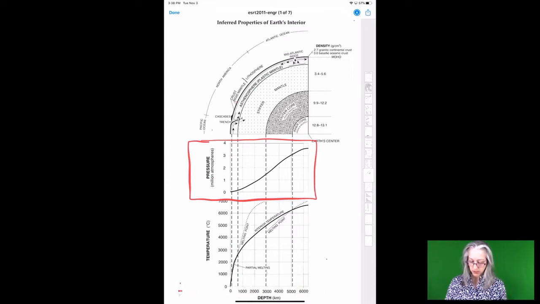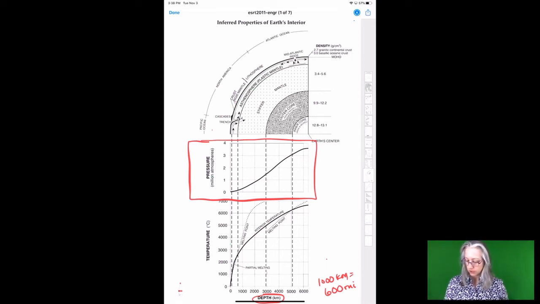So if you wanted to know how deep you're going for each layer, the depth is down here. And this is in kilometers. So if you were to compare, 1,000 kilometers is the same thing as about 600 miles, just to give you a comparison of what those numbers mean.